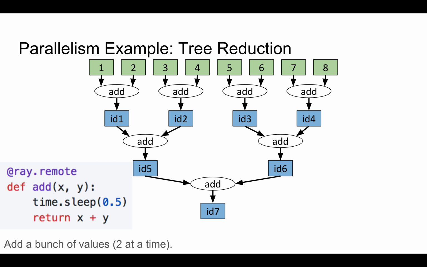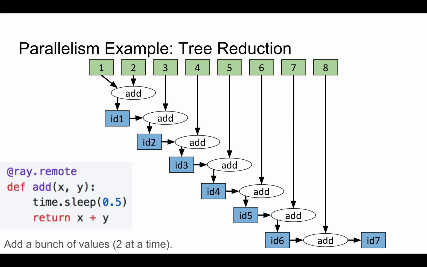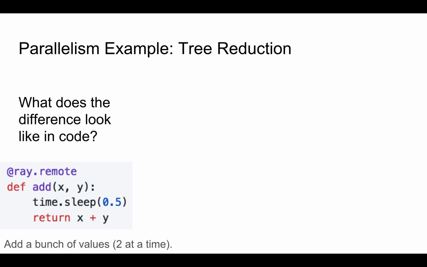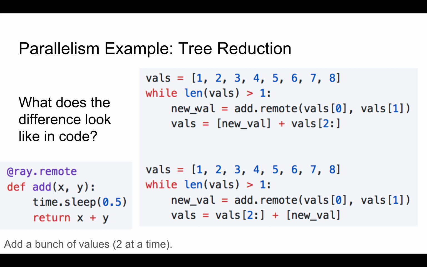So what does it actually look like in code? How do you go from this picture to this picture? Well, it turns out it can be just a single line of code difference between the two. So take a look. This first block produces the linear aggregation, and the second block produces the tree aggregation. Here we have these values that we're aggregating. We're looping over this list of values, submitting a task that adds the first two values, and then removing those first two values from this list of values, and adding the new value.